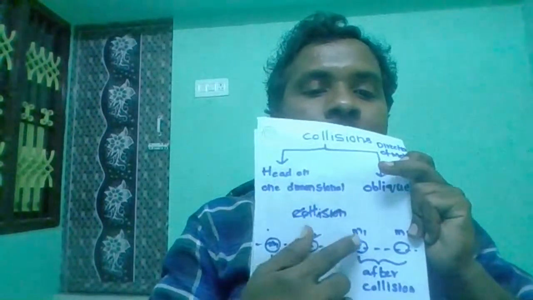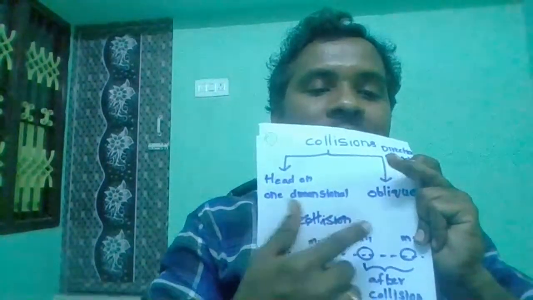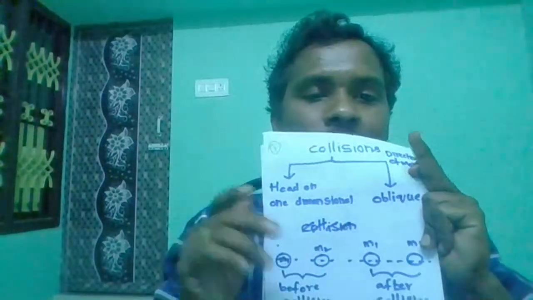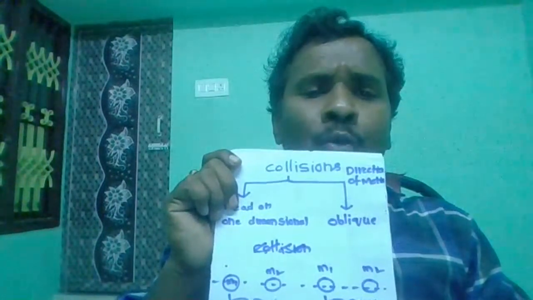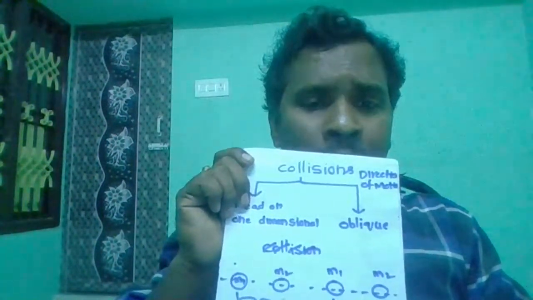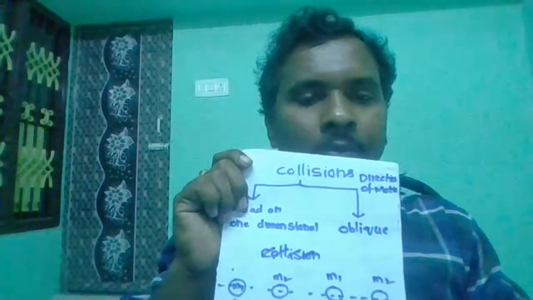If they are not in a straight line, that is called oblique collision. So that is the difference between head-on collision and oblique collision.